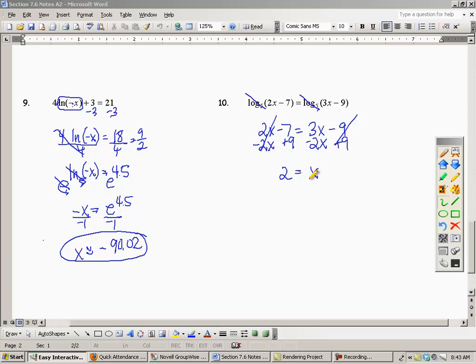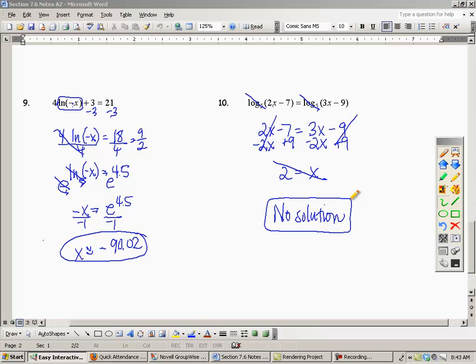Now, before I do anything, I better check it because I started with a log equation. So 2 times 2 is 4. 4 minus 7, oh no, it's a negative number. So I say no solution because, again, I can't take the log of a negative number.